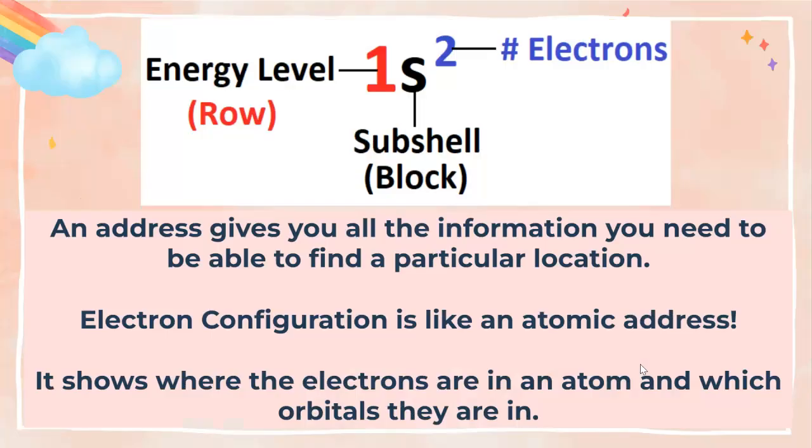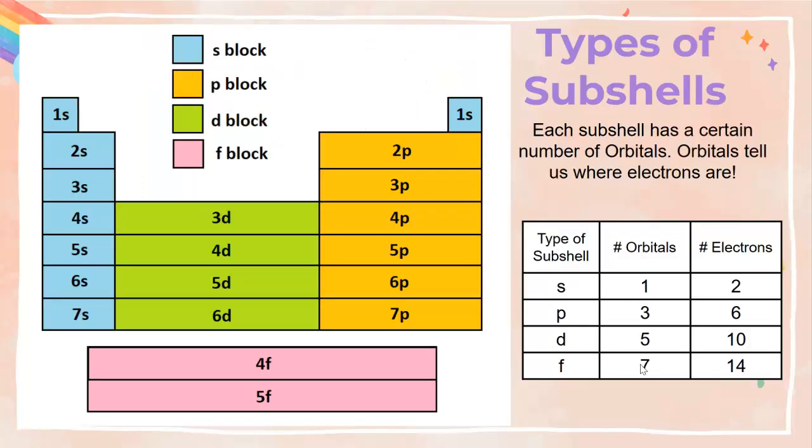Electron configuration is like an atomic address. It shows where the electrons are in an atom and which orbitals they are in. So 1s2, that 1 tells us the energy level or the row. The s, which is our subshell, tells us the block. And that little 2 is your number of electrons that are in that area. There are different subshells on the periodic table, and each subshell has a certain number of orbitals. First, we have the s subshell, which is shown in blue.